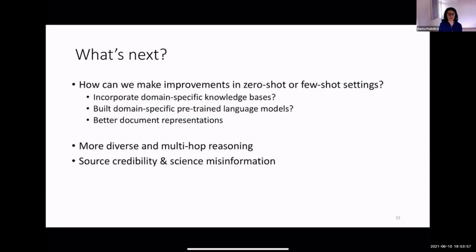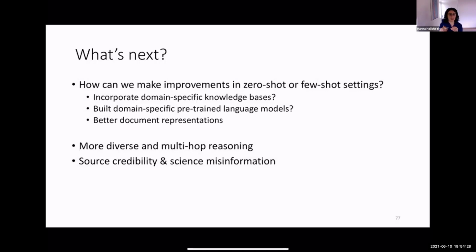So what is next? There are two important directions that I can imagine here, and we are pushing on those. First, how can we make improvements in zero-shot or few-shot settings? In most of the work you've seen here, we annotated even smaller-scale data for knowledge extraction or scientific fact checking. But how can we build systems that don't require this much data annotation?